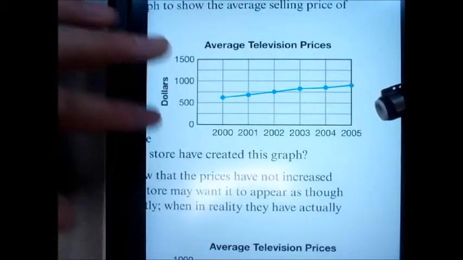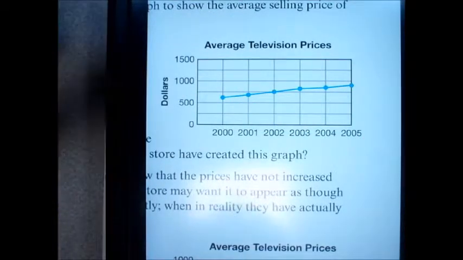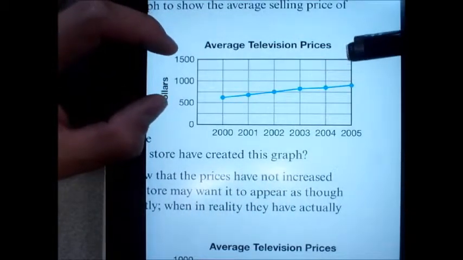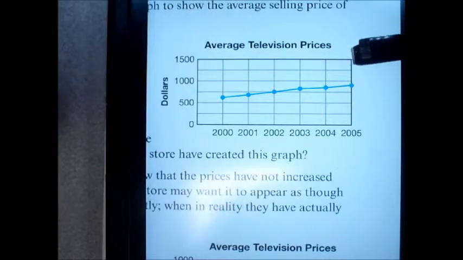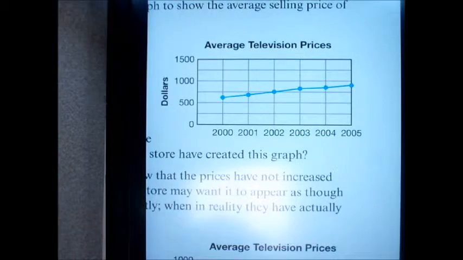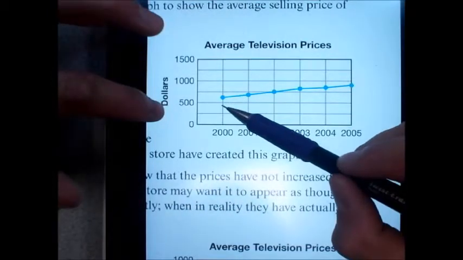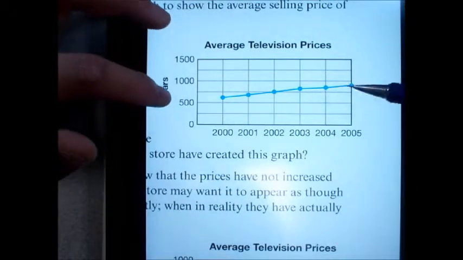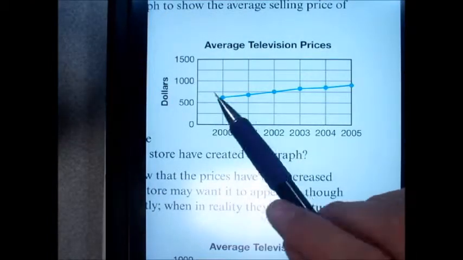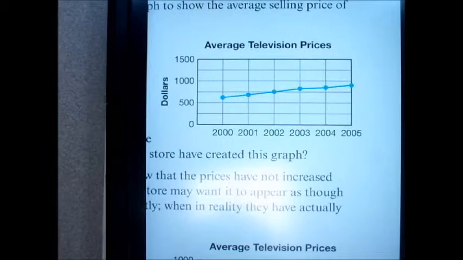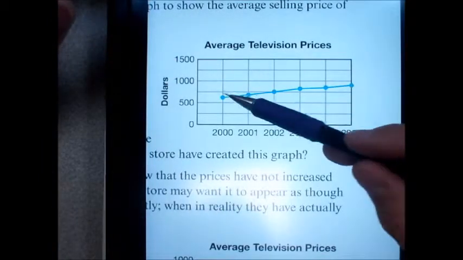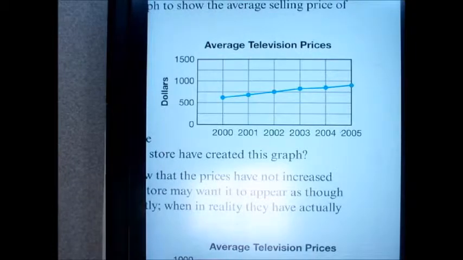My increment here is 500. Again, that's a large increment. This entire space from 1,000 to 1,500 isn't even used. So it's looking like that piece of the graph is useless. Okay, so looking at average television prices, it looks like it goes from somewhere around 750 up to probably 900 area. Okay, so why would a television store or an electronics store want to make a graph that looks like it barely increased? Why would they do that?